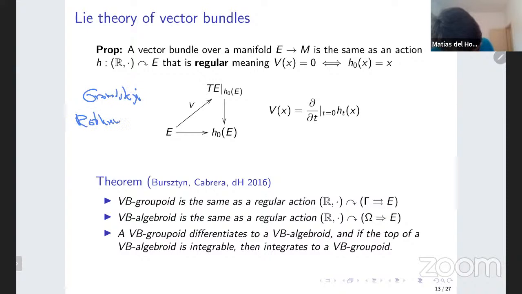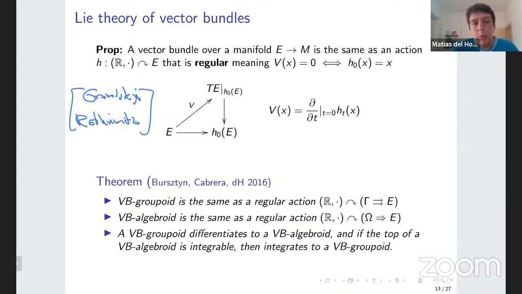Yeah. Thank you. They have been exploring and taking advantage of the characterization of vector bundles using the action of the multiplicative monoid. I think it was Eckhart, no? I'm sorry about forgetting the reference. So what we did basically was take the characterization that Grabowski and Rodkiewicz wrote for manifolds, and that they used for double vector bundles, etc., to the case of VB groupoids and VB algebroids.